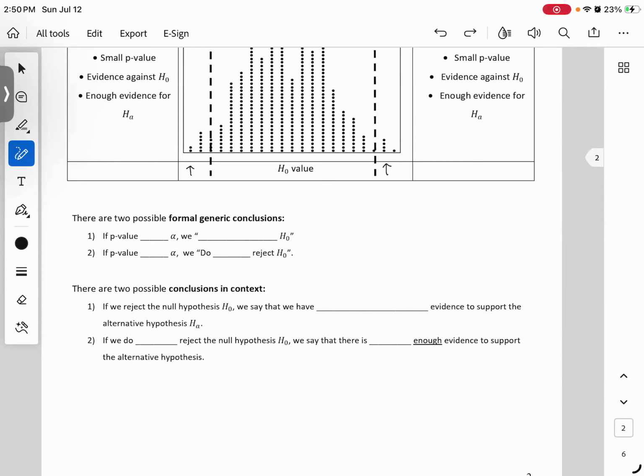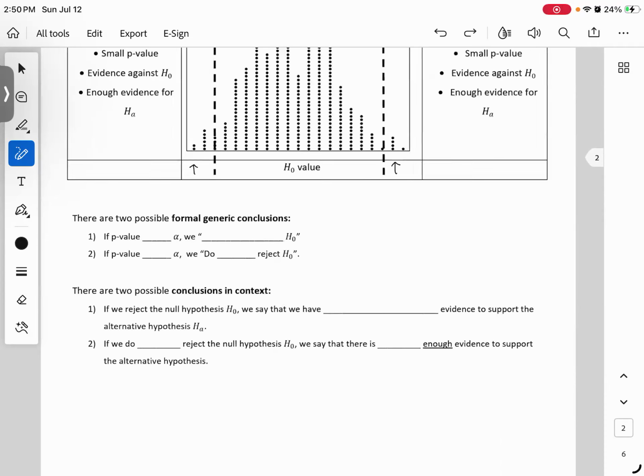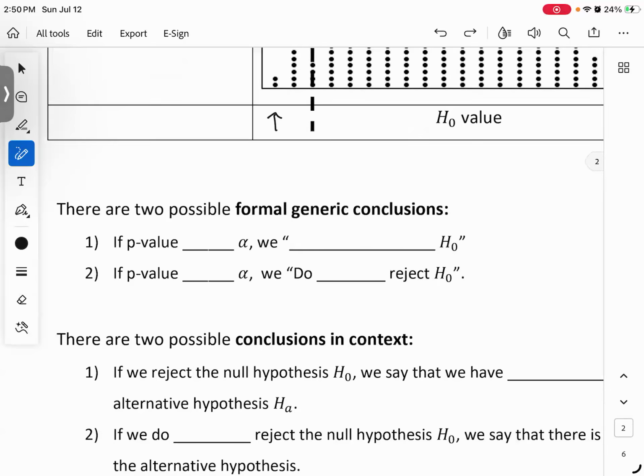And in 4.2, we were talking very lightly about the conclusion. The conclusion is going to be one of two things whenever we talk about the formal generic conclusion. So you can remember the big thing that we're hoping to be able to do is to reject the null hypothesis, that it's wrong, which is the other person's idea, the initial statement.